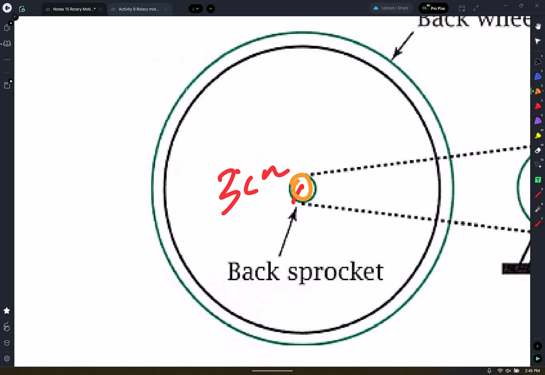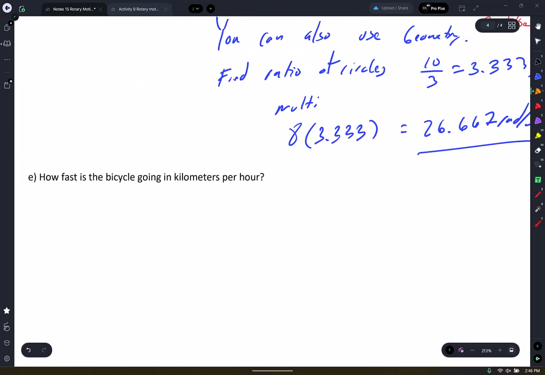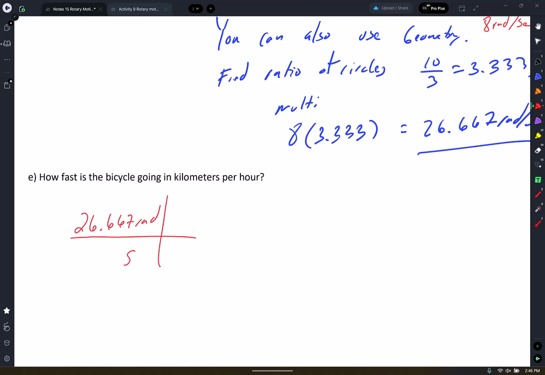Angular or linear? Angular. They both have the same angular velocity, guys, because they share an axle. So if this back sprocket goes 1 revolution, the back wheel does 1 revolution. Does that make sense, guys? All right, so here we go. I'm going to take my angular velocity that I have here, 26.667 radians per second.